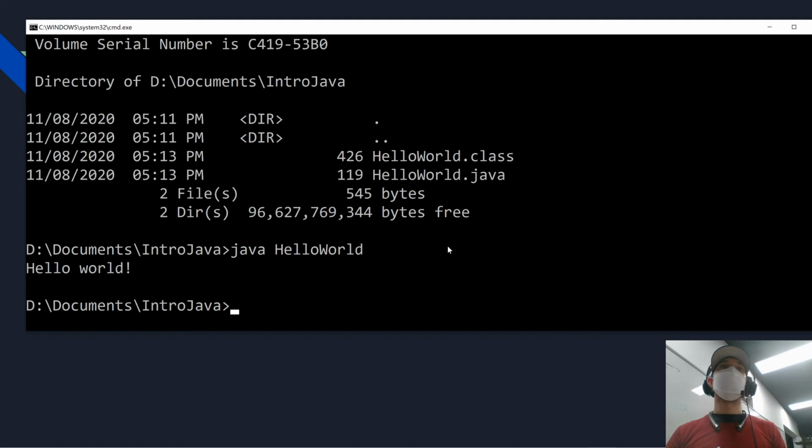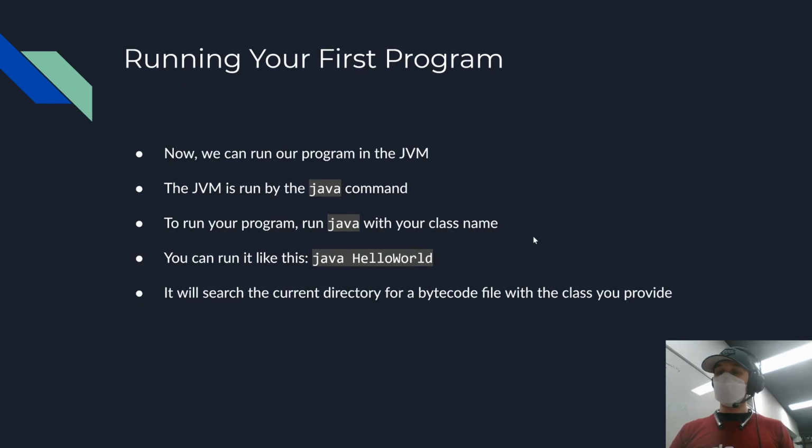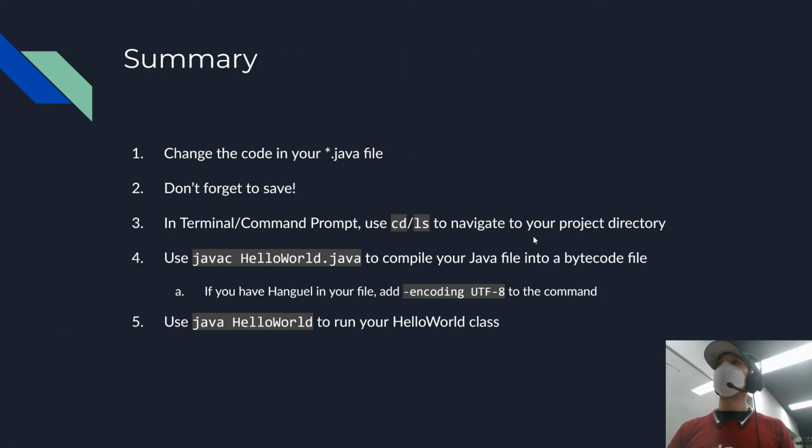Did everyone get that? Good, good, good. All right, congratulations on running your first Java program. So that's pretty much it. To describe the whole process from start to finish, you change code in your Java file. Okay? Don't forget to save it. Then in terminal or command prompt, you use cd and ls or dir to navigate to your project directory. Use javac to compile your Java file. And then use java to run the compiled version.